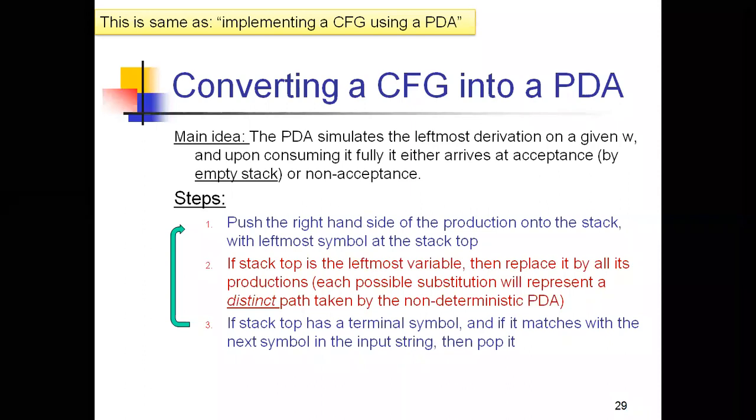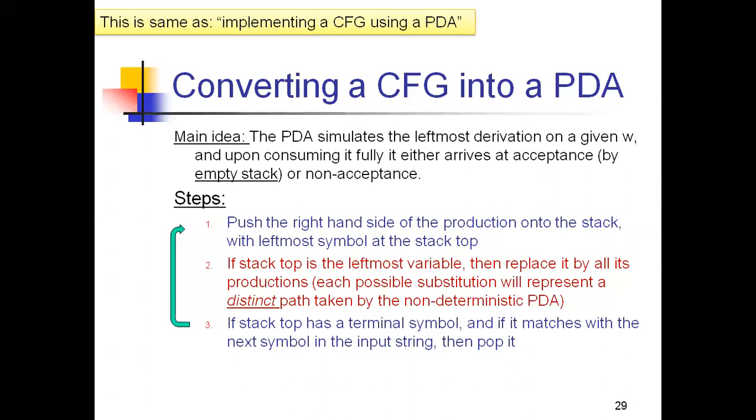So for that, if the top of the stack has a terminal symbol, and if it matches the input string, whatever I am reading, and if both match, then you need to do the pop, right? And first, you need to push the right hand side of the productions. Only the right hand side of the productions are to be pushed onto the stack, with the leftmost symbols at the top of the stack. And then after that, the leftmost variable placed on the top of the stack, you need to check it, and then replace it by all its productions.